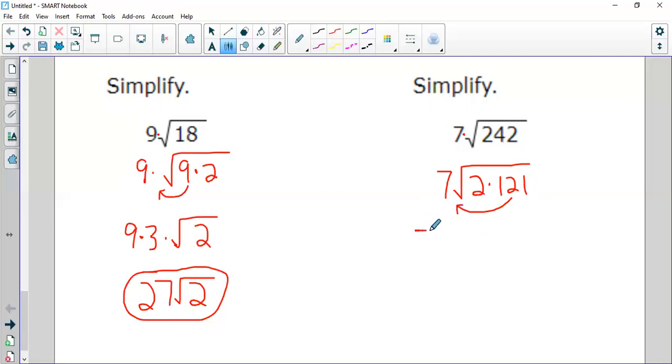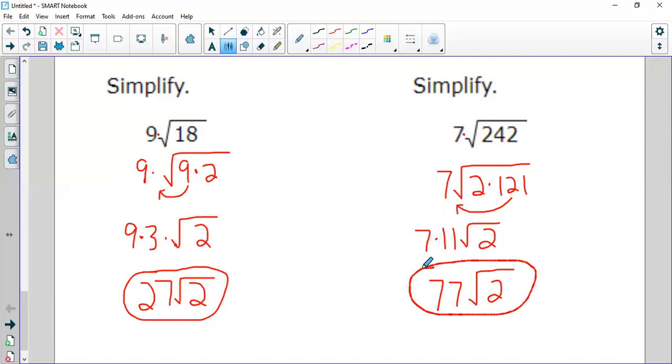So I had a 7 out there. The square root of 121 that comes out is 11. And there's a radical 2 left inside. And then multiply that coefficient times my square root that came out. 7 times 11 is 77. 77 times the square root of 2, or 77 square roots of 2, or 77 radical 2 is my final answer. And that is how we simplify radicals.